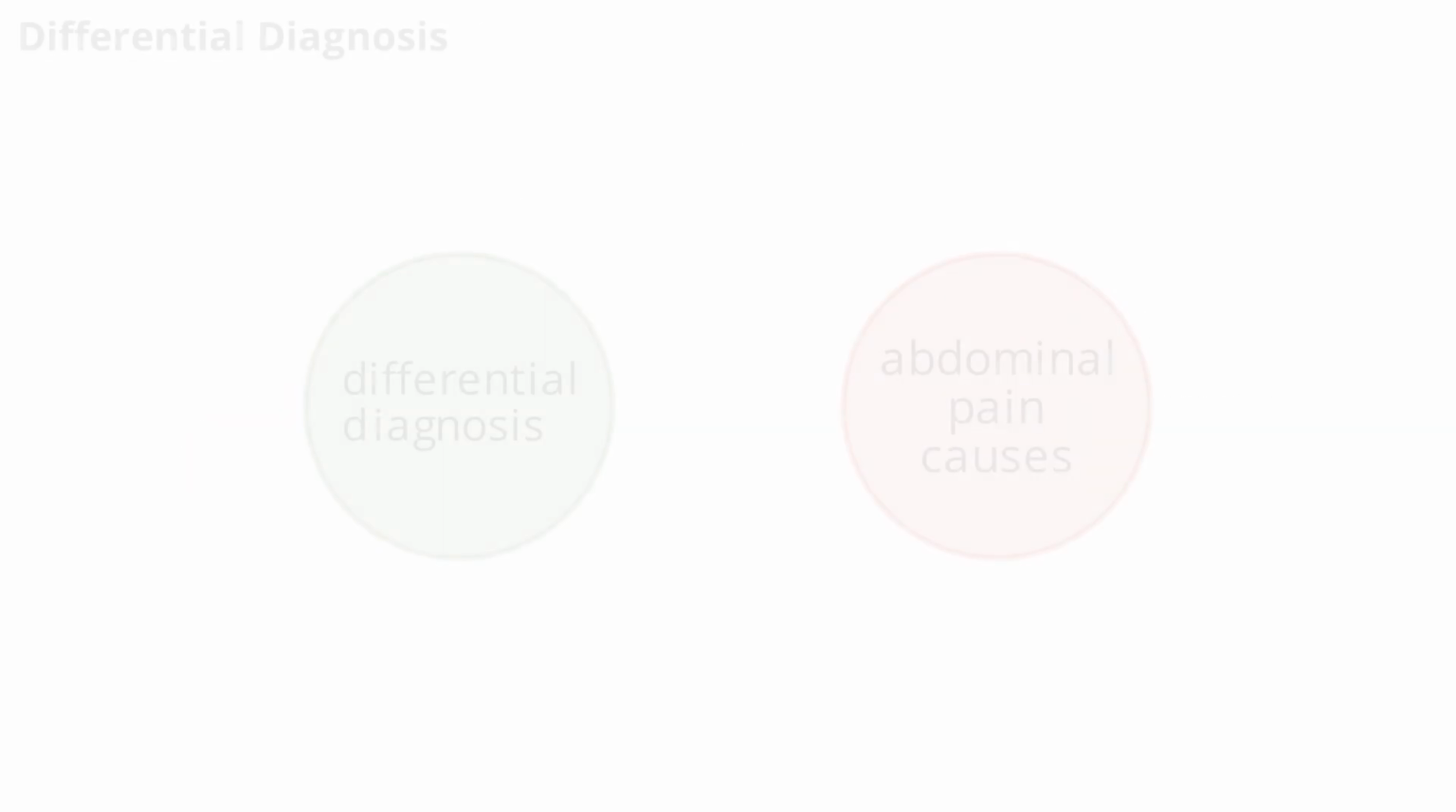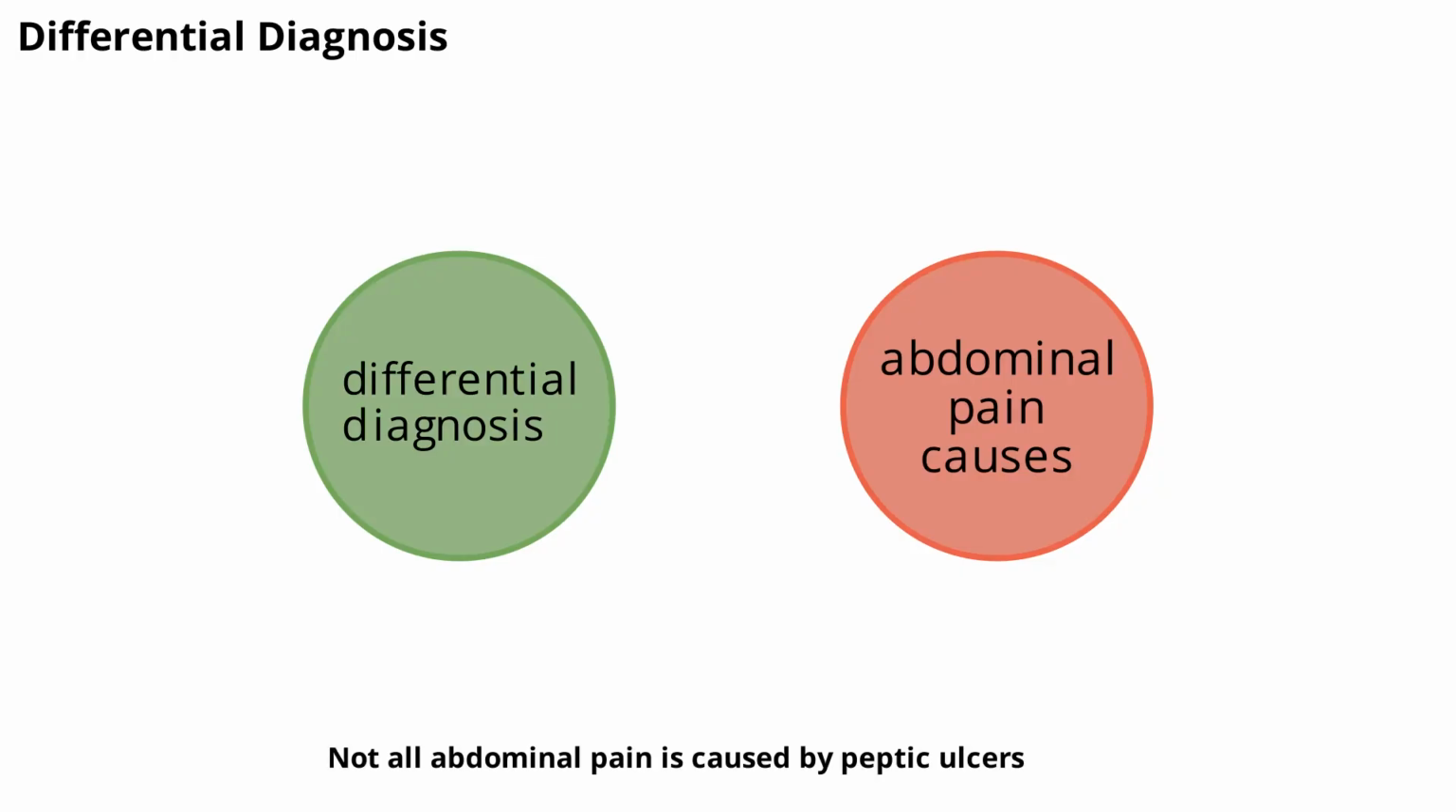Not all abdominal pain is caused by peptic ulcers. Doctors consider other possible diagnoses, such as gastritis, gallstones, pancreatitis, or even heart disease. This process, called differential diagnosis, ensures that the true cause of your symptoms is identified and treated appropriately.